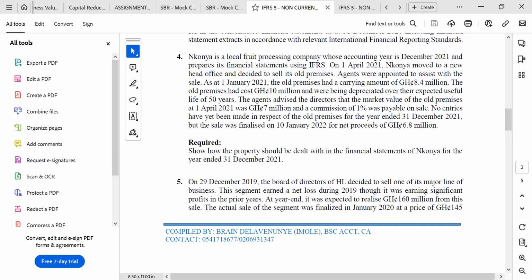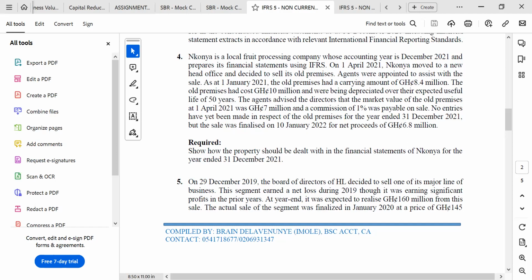And a commission of 1% was payable on sale. No entries have yet been made in respect of the old premises for the year ended 31st December 2021, but the sale was finalized on 1st January 2022 for net proceeds of 6.8 million Ghana cedis. Required: show how the property should be dealt with in the financial statements of Nkonya for the year ended 31st December 2021.